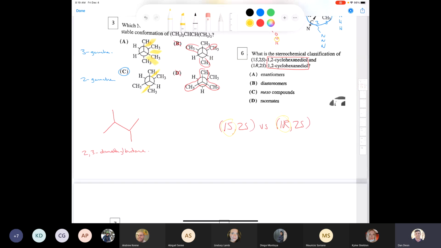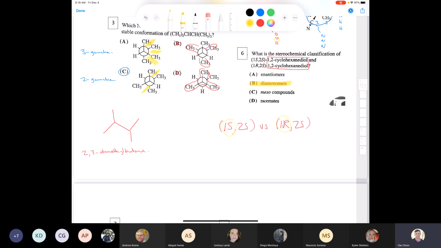Yeah, so Andrew says that these two are diastereomers, right? When we have stereoisomers that are not enantiomers, so if they differ at one stereocenter like this, we can call those diastereomers.